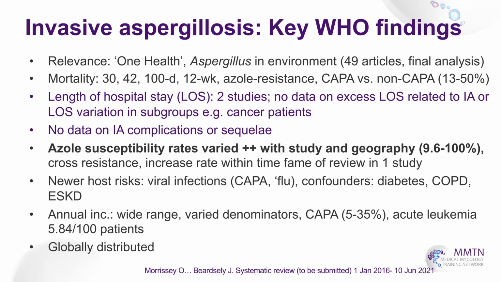All right. Now, what did the WHO find in invasive aspergillosis? It found that it was highly relevant. It was a One Health pathogen because it not only affected humans and animals, but it was found in the environment. There were 49 articles that were reviewed.